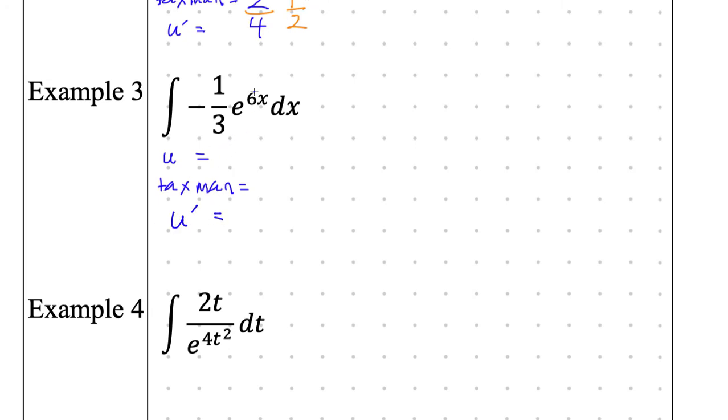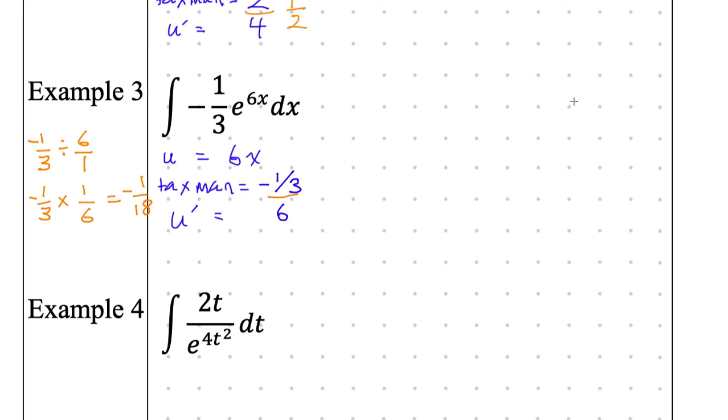All right, so our u is this 6x, whatever the power is. Our taxman is this -1/3, and our u prime is 6. It's a little bit tricky to say what is -1/3 divided by 6, and you can do some scratch work out here. What I'm really asking is what is -1/3 divided by 6/1? It's keep, change, flip, and you multiply straight through. So it's going to be -1/18.